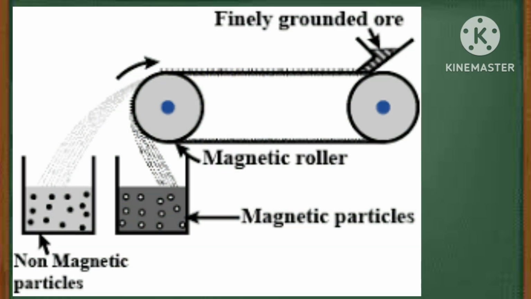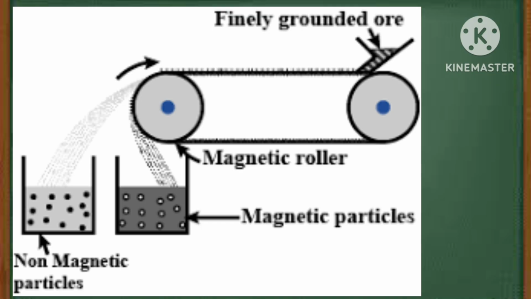In this diagram we are going to observe that 2 different magnetic rollers are present. Also the finely ground ore will be present in a hopper. After this whole process, we are going to separate magnetic particles and non-magnetic particles into 2 different beakers, which are highlighted in this diagram.